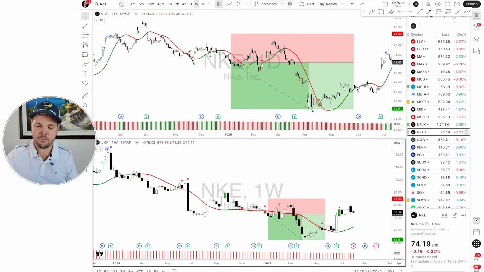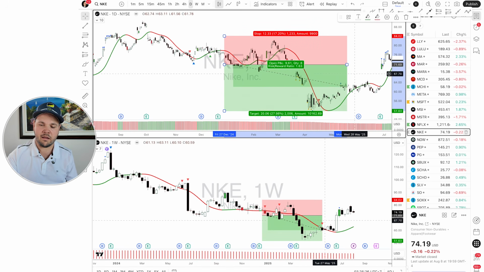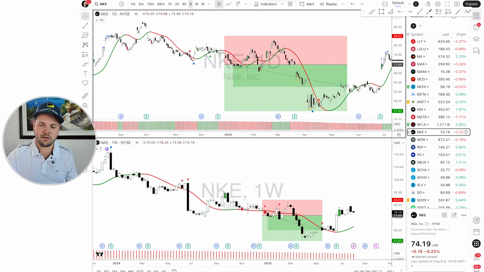So I was looking at the daily chart here. The daily chart turns back to green. And I got out of the trade with a decent profit on this overall. That's kind of how it worked out.